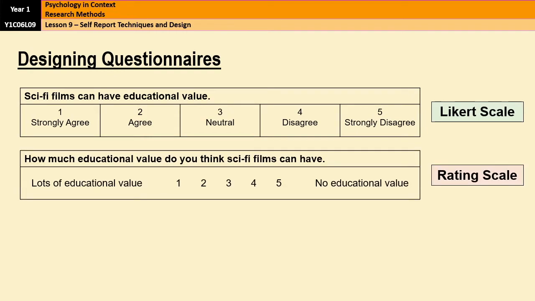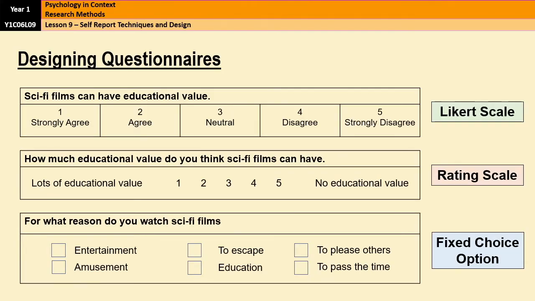You've also got what's known as a rating scale. That's very, very similar to a Likert scale, but in this one, respondents get to identify a value that represents the strength of a feeling about a particular topic. And then you've also got what's known as a fixed choice option, which essentially involves you ticking whichever option most applies to you from a fixed number of options, just like you can see on the screen there.